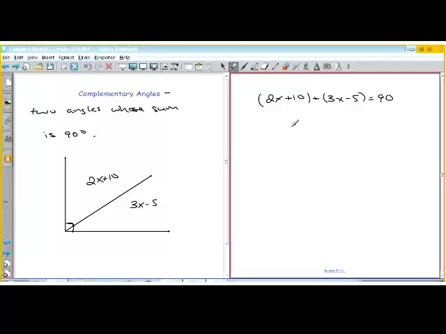So to solve this, we would add the two x terms together. 2 plus 3 is 5, so we have 5x. And we have 10 minus 5, which is 5. So I've just simplified. Remember algebra, you combine like terms. So that's the first thing we've done. Once we've combined all the like terms, then we want to isolate the variable term on one side.